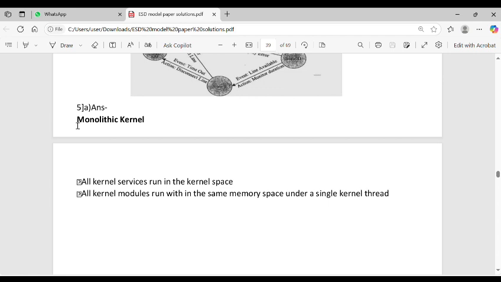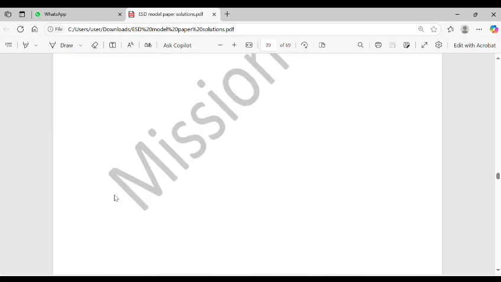And here is the answer for 5th A. Monolithic kernel. Here all monolithic kernel services run in the kernel space. All kernel modules run within the same memory space under a single kernel thread.